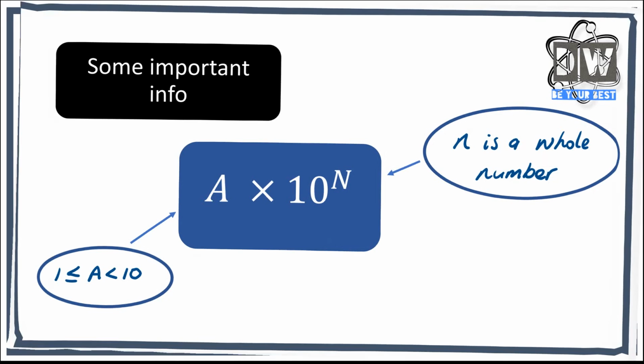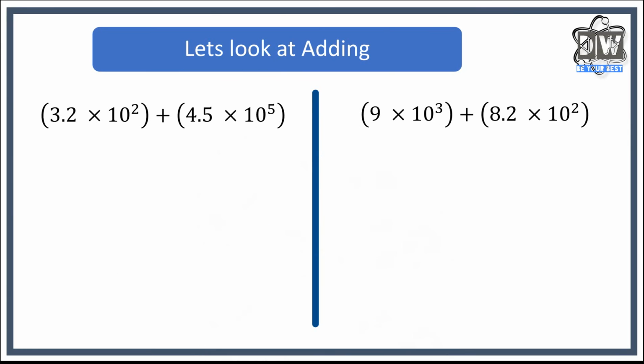So let's have a look at our first question. I'm going to do the first one, and hopefully once I've done it you are going to be away and laughing. All we do to work these out is take the numbers in standard form here and put them as ordinary numbers. So 3.2 times 10 to the power of 2, hopefully we know that's going to be 320.